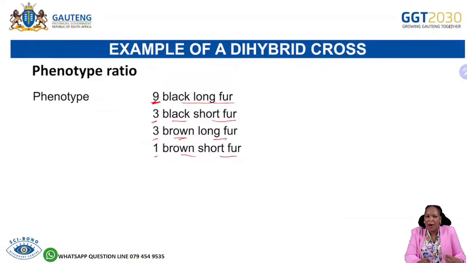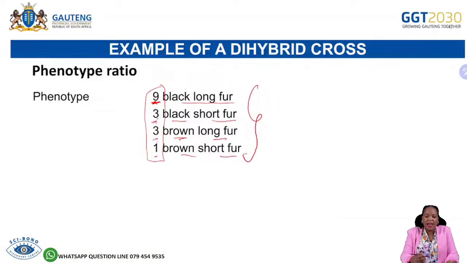How were our parents? Our parents were heterozygous for both traits. And what did we say? What was the rule there? We said if you cross heterozygous parents, what do you get? The ratio, you are always going to get it in the form of 9:3:3:1. And you see that here in this example. So you must keep that in mind.